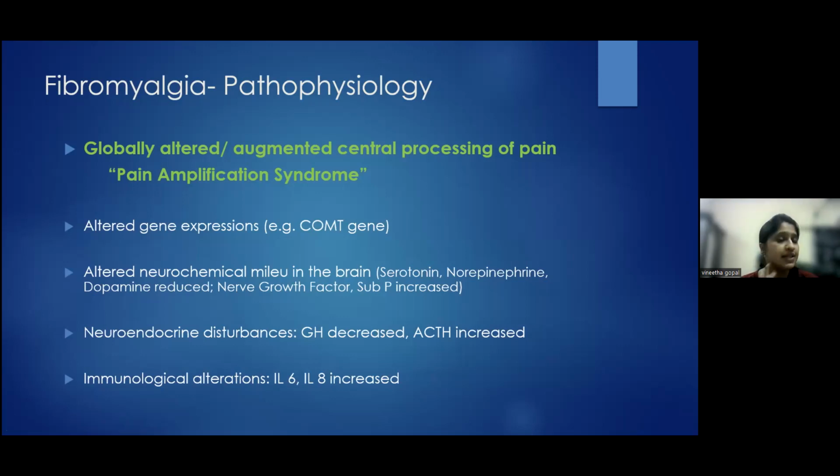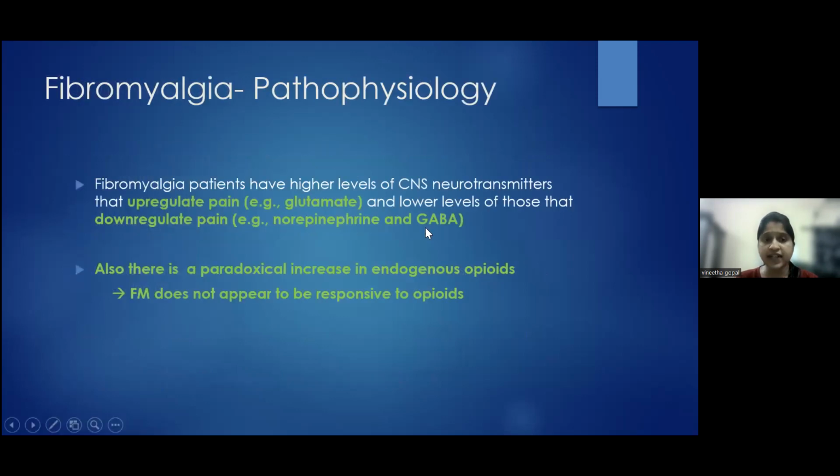Now, what is the basic pathophysiology in fibromyalgia? It is a globally altered or globally augmented central processing of pain. You can say it is a pain amplification syndrome. Everywhere it is amplified. Then there are many other things like genetic expressions and altered neurochemical milieu in the brain. It has been found that fibromyalgia patients have higher levels of neurotransmitters that upregulate pain, like glutamate, and lower levels of those that downregulate pain, like norepinephrine and GABA. So there is an imbalance in the neurochemical mediators of pain.